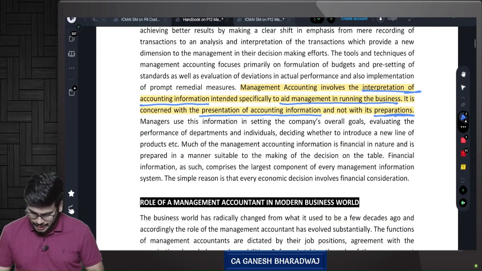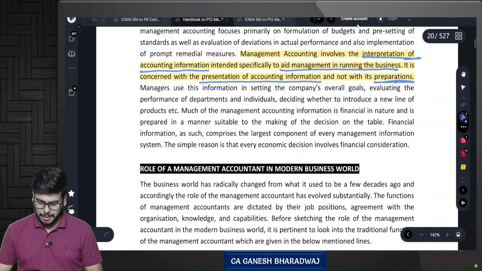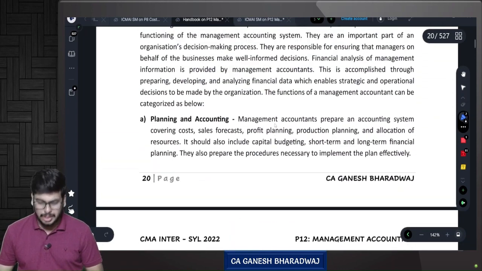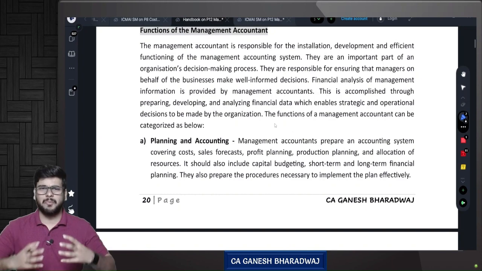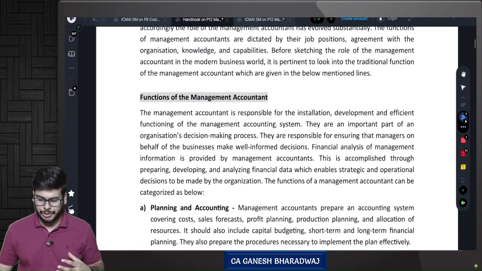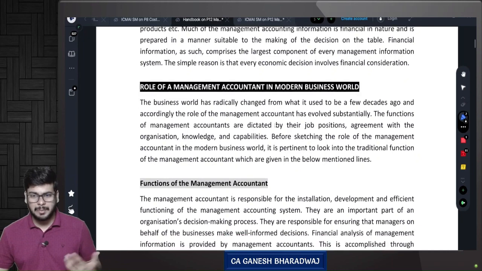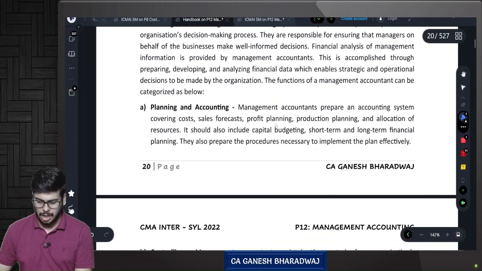Yes. Next, the role of management accountant in modern business. Fine. So now let's quickly run through this. Apart from whatever we have done, what are all the roles of a management accountant in the modern business world? Tomorrow you're going to become a CMA. So what are the roles that typically revolve around a management accountant?